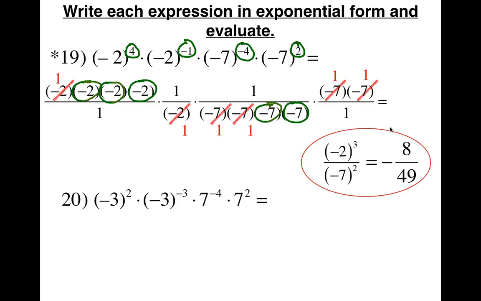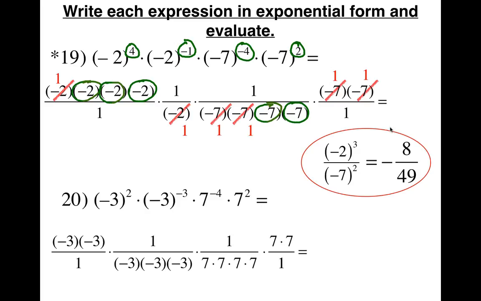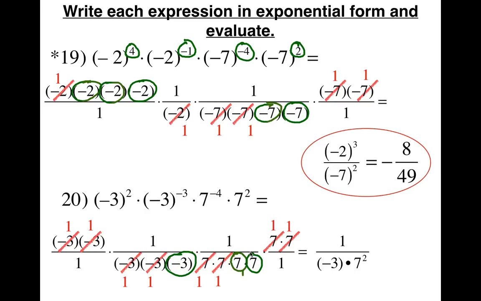Okay, so let's see how well we did. Hopefully you just went ahead and wrote everything out. You reduced whatever you could, as much as you can. And that would have left you with, let's see, we're just left with a one in the numerator. We're left with one negative three, and then two sevens. So I would write that as one over negative three times seven squared. That would be my exponential answer. But then evaluating it would be a 1 over negative 147. So simply multiplying 49 times a negative 3, and that would give you your answer.